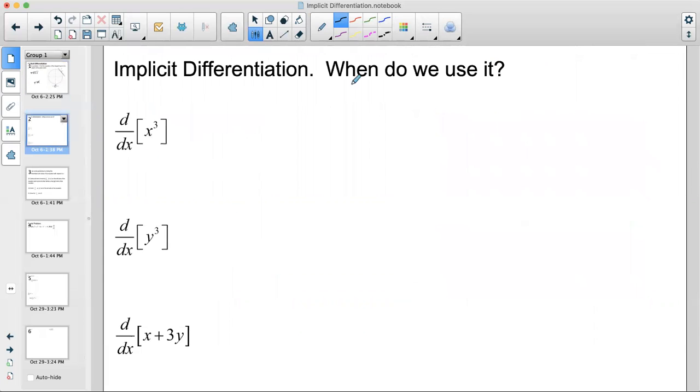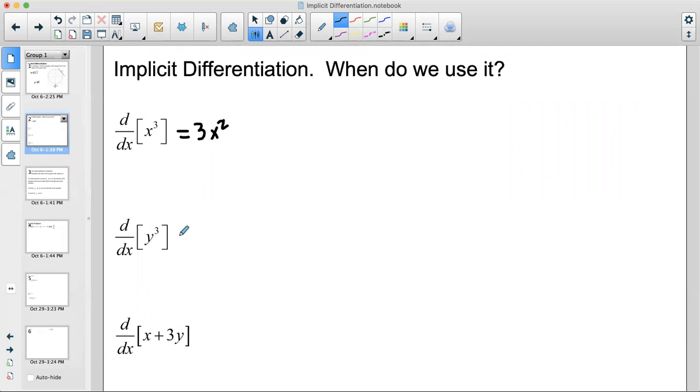So some examples of this are this. The derivative with respect to x of x cubed, we know this already. This is just 3x squared. And the reason I can use the power rule without worrying about any chain rules is because this x here matches that x there. Derivative with respect to x of x cubed is 3x squared, period.